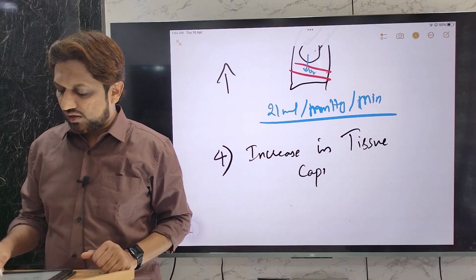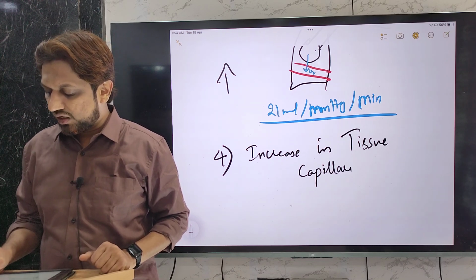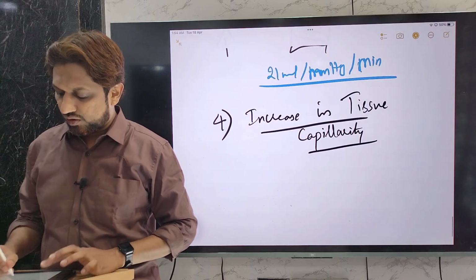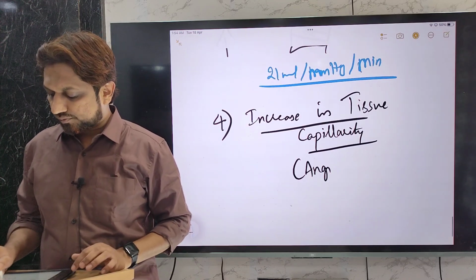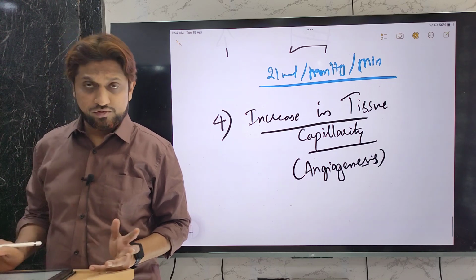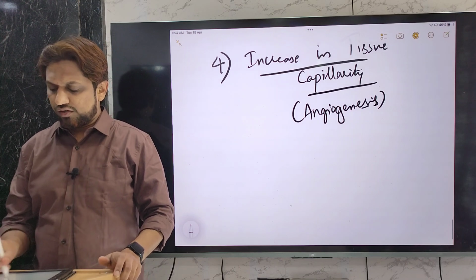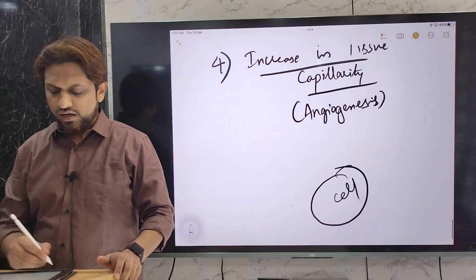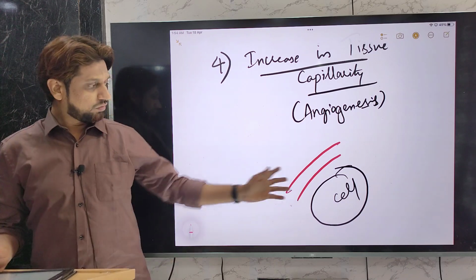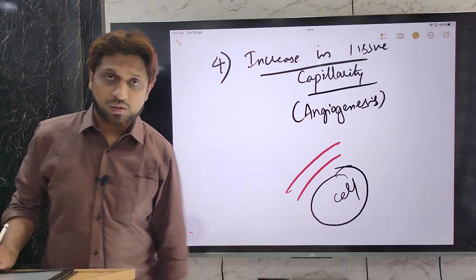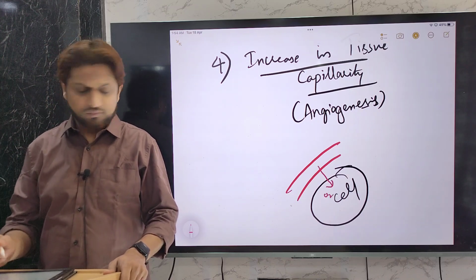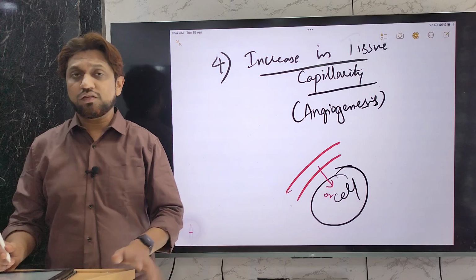You know, capillaries are there, right? Capillarity can also be said as angiogenesis. Angiogenesis means formation of new blood vessels, simply. Now you can consider any systemic cell, and the transport of the gases takes place at the level of the capillaries, right? So suppose there is one capillary supplying the cell, oxygen will enter from this capillary into the cell, right?